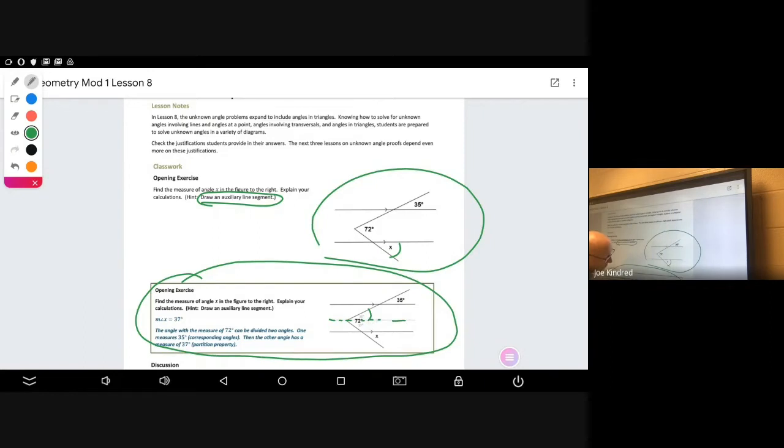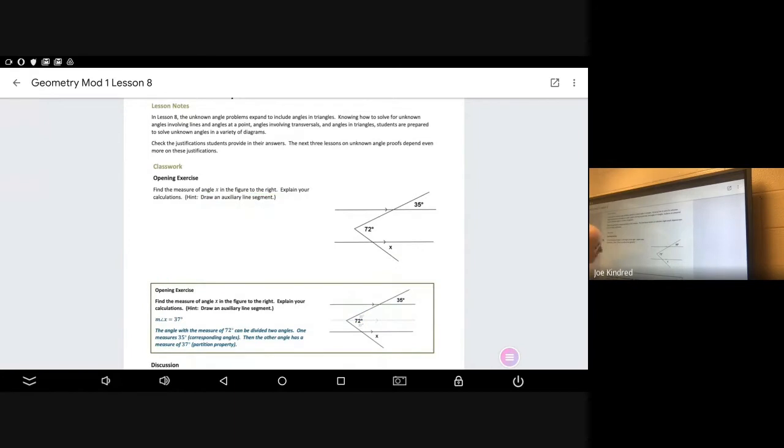Considering these are parallel lines here and here, we know that this angle and this angle are corresponding. And so, since they're corresponding, then of course they're equal. And that allows us to know that this is 35. And if the whole thing is 72, then that allows us to solve for this part right here.